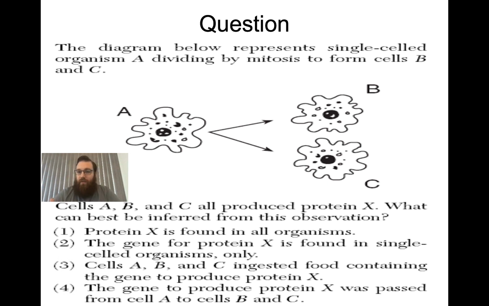So the diagram below represents a single cell organism, A, dividing by mitosis to form cells B and C. So when you guys see mitosis, you should automatically think identical. Oh God, I'm sorry. Identical. Okay. In terms of DNA. So cells A, B, and C produce protein X. What can be best inferred from this observation?